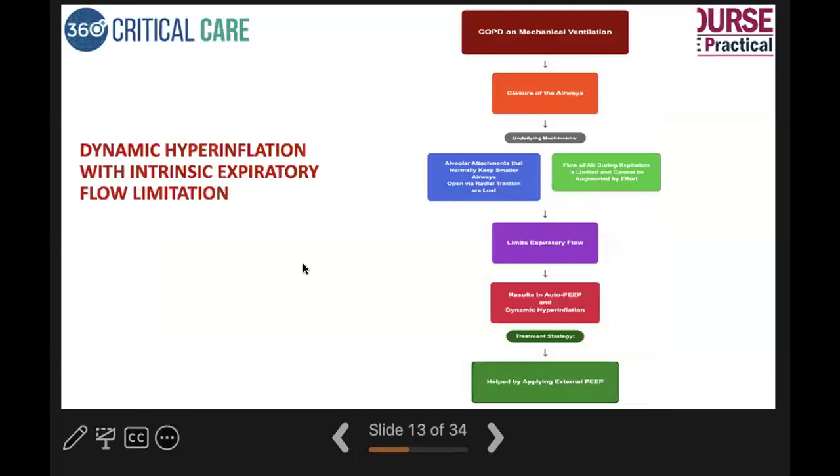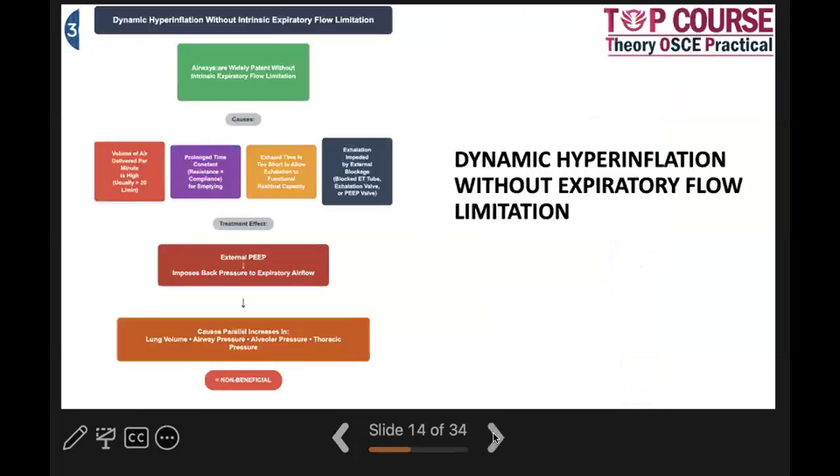So this is what we explained. Dynamic hyperinflation with intrinsic expiratory flow limitation can happen with COPD, where because of the anatomical destruction, there is going to be limitation of the expiratory flow. There is autoPEEP and DH. And without intrinsic expiratory limitation, we already discussed, if the respiratory rate is kept at more than 30, if there is prolonged inspiratory time, if there is increased tidal volume, all of this could cause dynamic hyperinflation without any intrinsic obstruction.